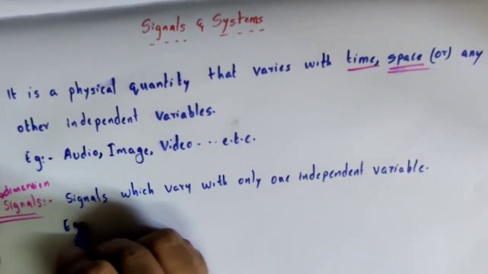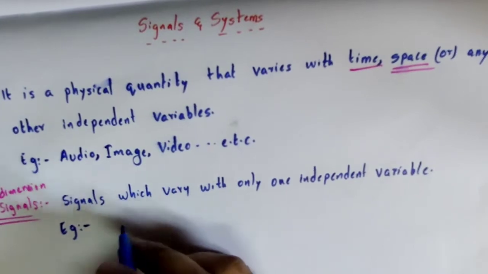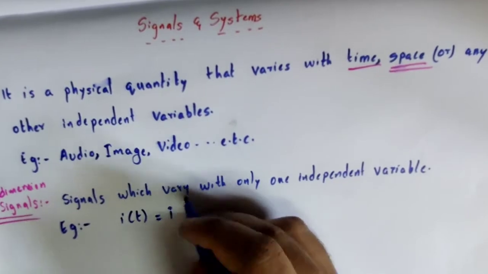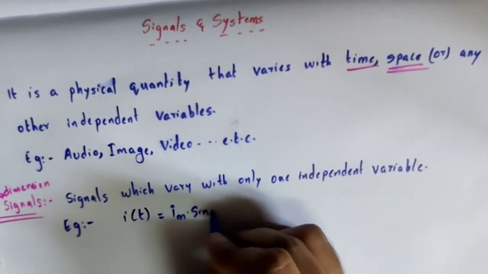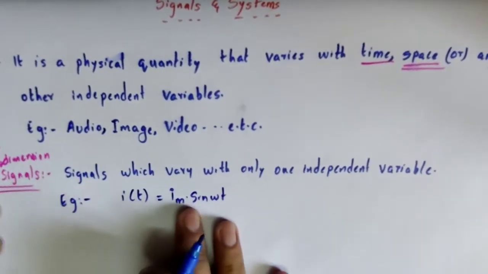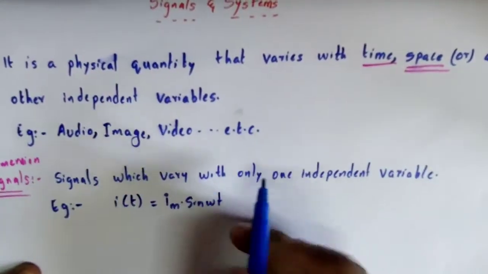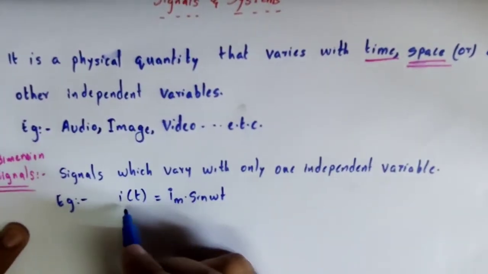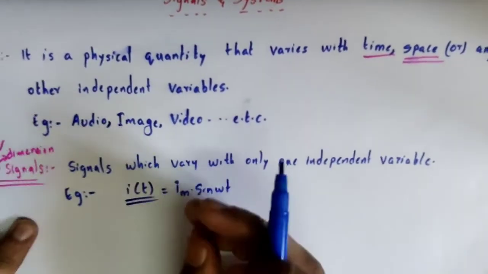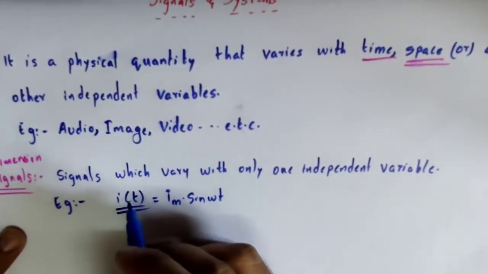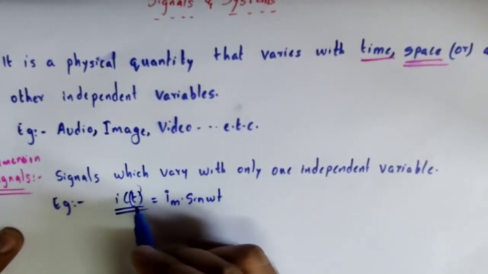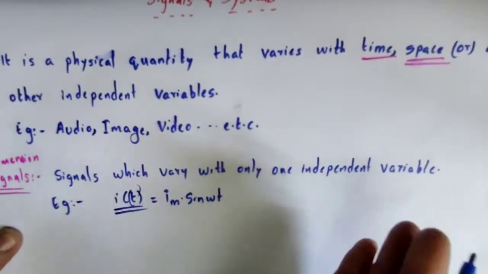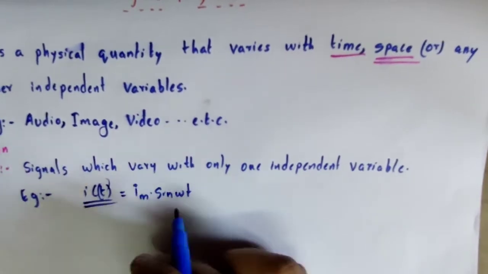For example, I am taking a signal known as a current signal. i(t) is equal to Im into sin(omega t). You need not go into the details of these things, you will be covering them in the upcoming lectures. Just what I have to convey is that here there is a signal called current. You must be knowing, see, this current is depending on time, i(t). So if the time is changing, then obviously the current would be changing. Here we can see Im into sin(omega t).